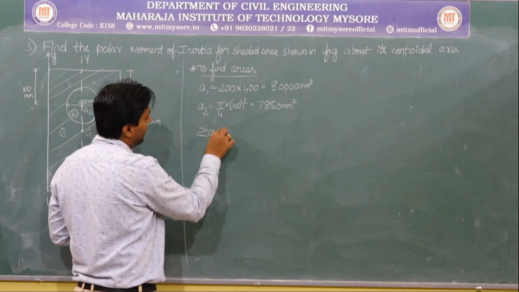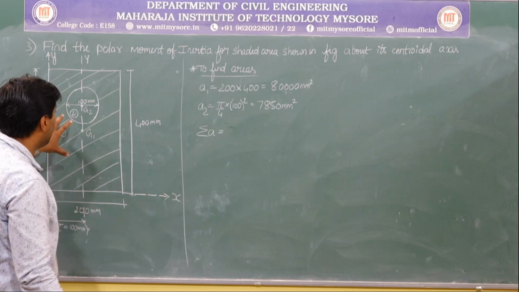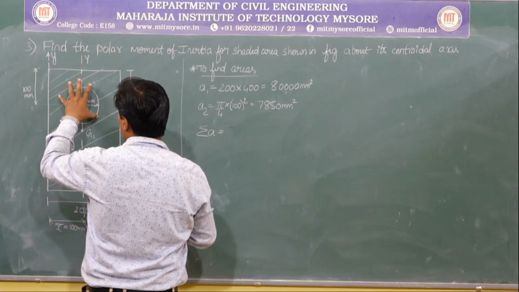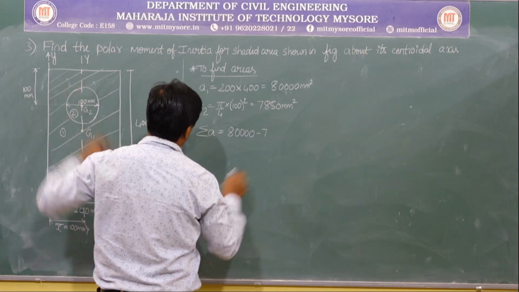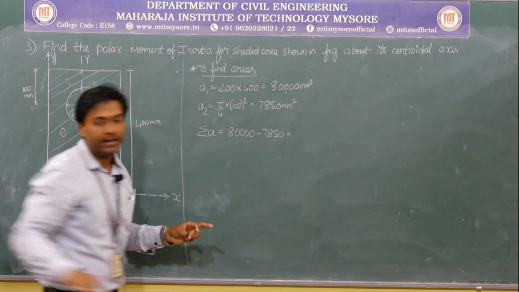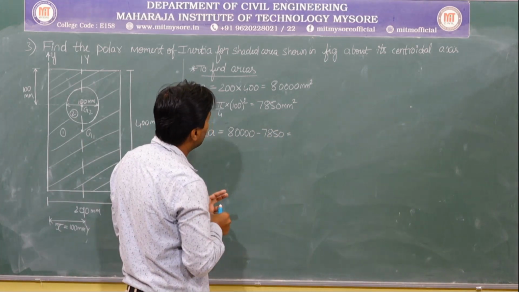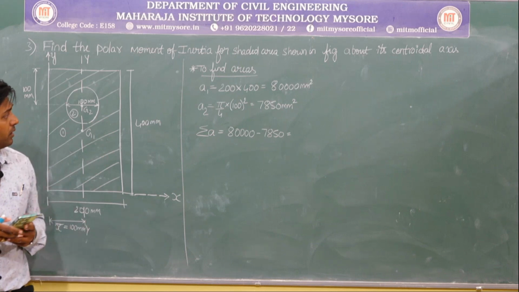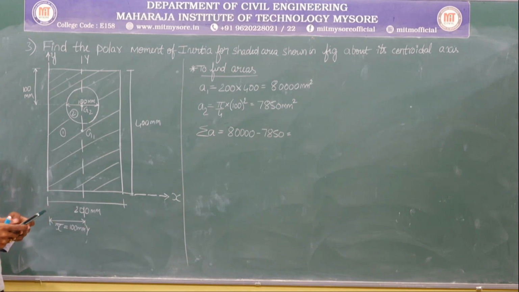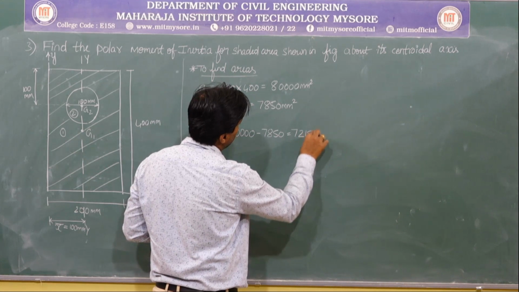Now I need to calculate summation A. Please be careful now. I don't want this circular cutout because they are asking us to calculate the shaded area. A1 is the entire area including the circle, so it is 80,000 mm square minus A2, the cutout, which is 7850 mm square. The value you get is 72,150 mm square.